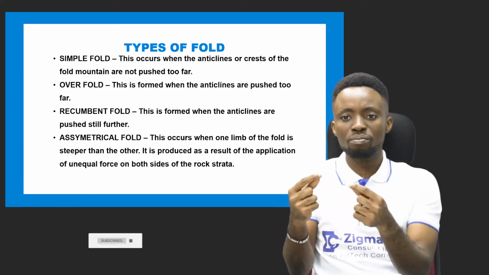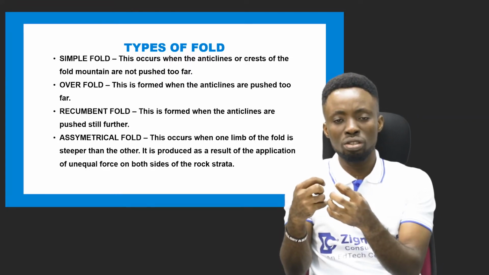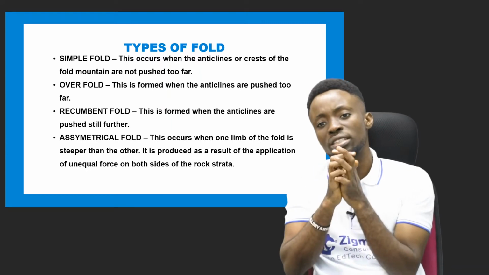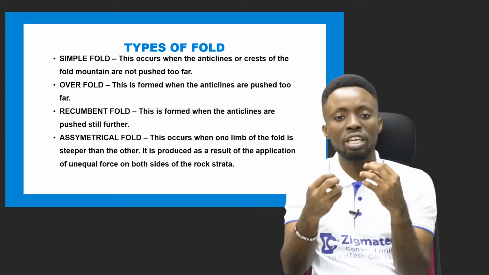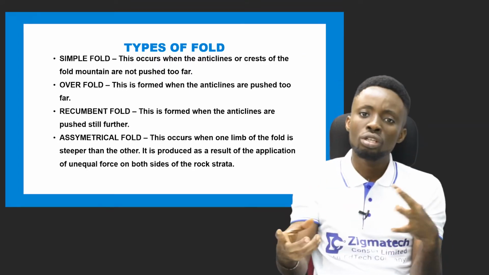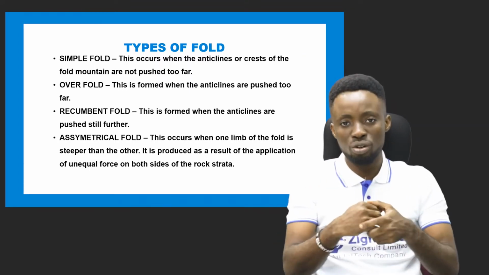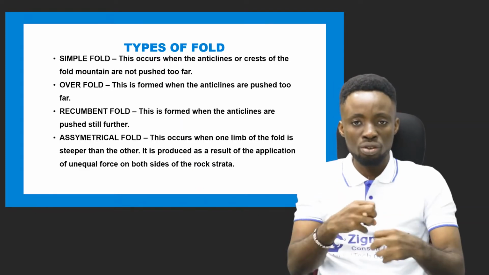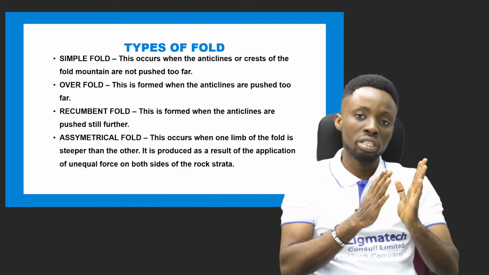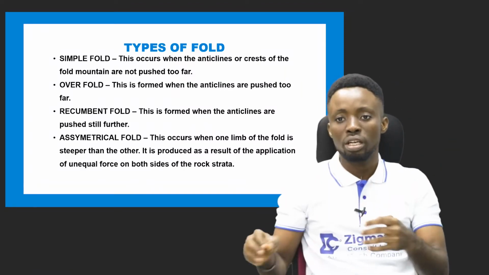So now this asymmetrical fold is actually a result of the inequality in the compressional force on the different layers of the rock. So that's why you see one fold being longer or steeper than the other.